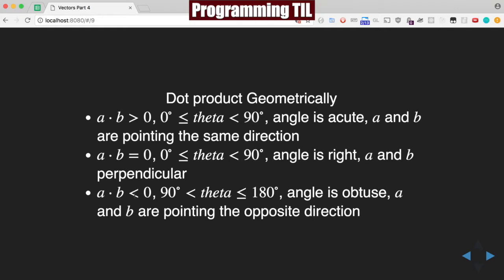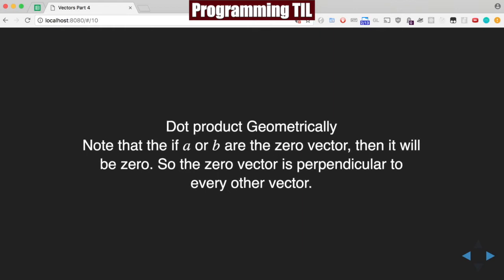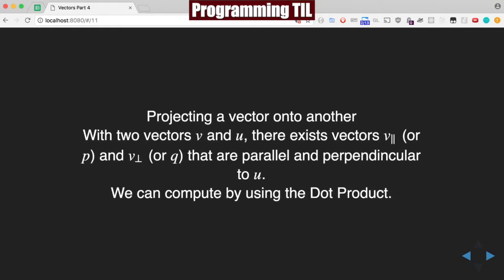If A dot B is less than 0, then we're between 90 and 180, the angle is obtuse, and they're pointing in opposite directions. That's like perpendicular, parallel opposite, and parallel the same, just in the general acute and obtuse sense from geometry. And note if either A or B is 0, then the result will also be 0. So the zero vector is perpendicular to every other vector.